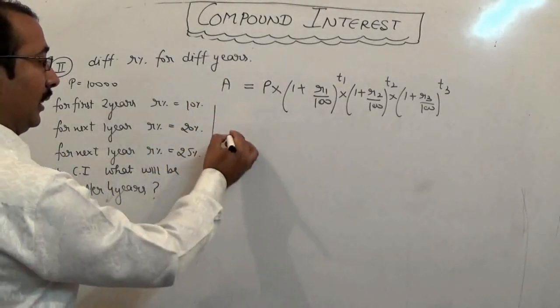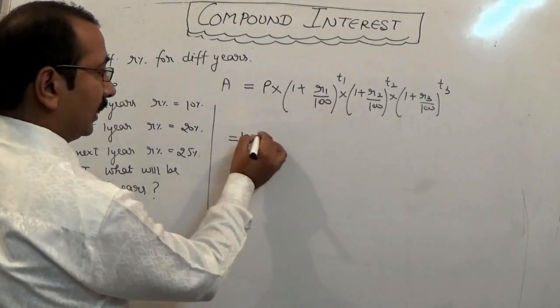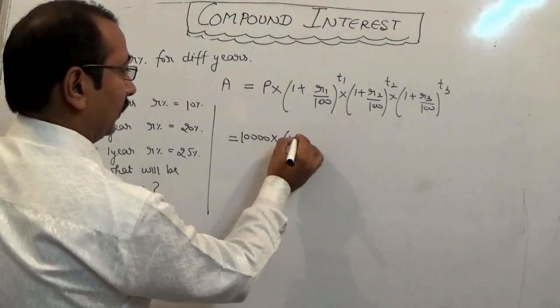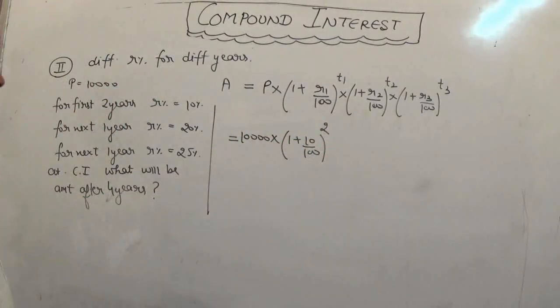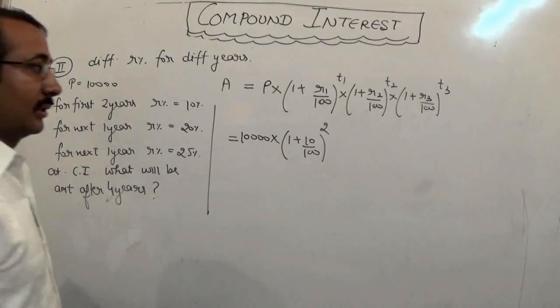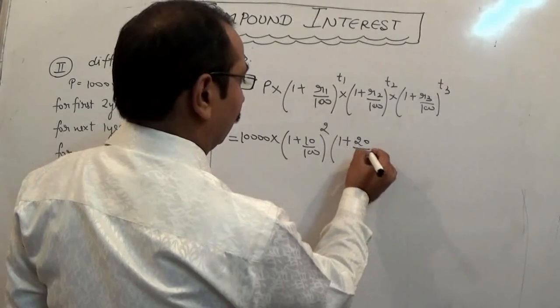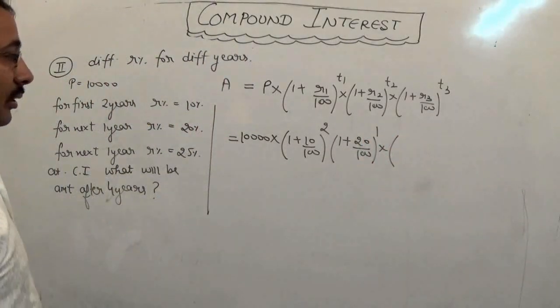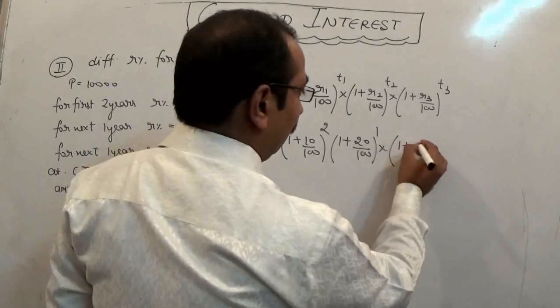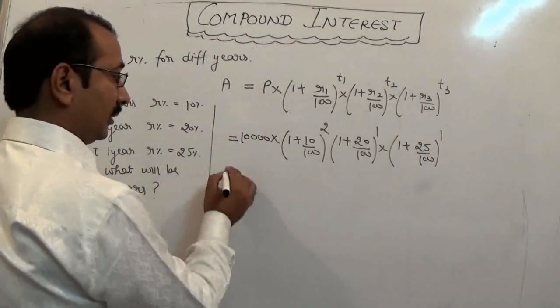Now in this question, what is given to me? My principal is given as 10,000. I will put my principal 10,000 here. 1 plus 10 upon 100, the time is 2 years, so the power is 2. Then for the next 1 year the rate of interest is 20%, so I make it 1 plus 20 by 100 raised to power 1. Similarly, for the next 1 year the rate of interest is 25%: 1 plus 25 by 100, power is 1. I have to solve it.